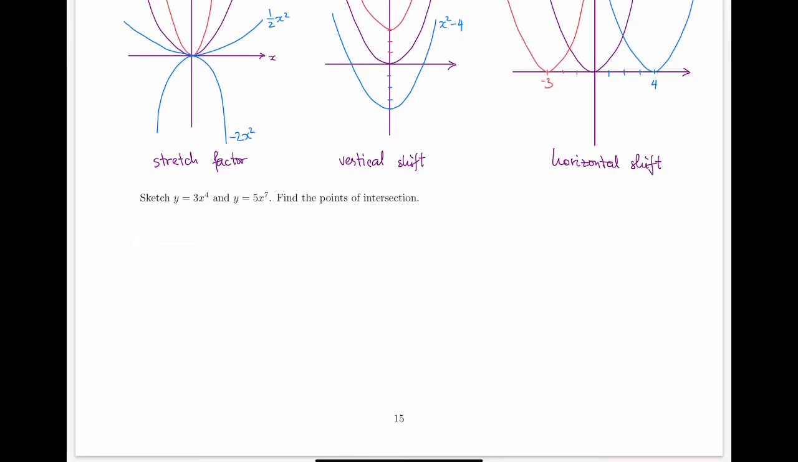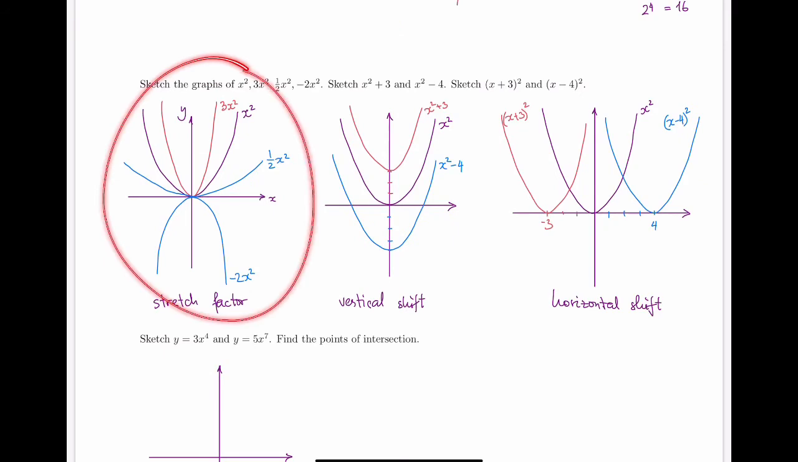We're asked to sketch 3x to the 4th and 5x to the 7th, and then find the points of intersection. So let's start by sketching the two functions. First, it's going to be a true sketch. I'm not going to put the scale on it right away. I'm really just after the qualitative shapes of these functions. So for 3x to the 4th, we've just discovered that the coefficient in front, this 3, will correspond to a vertical stretch.